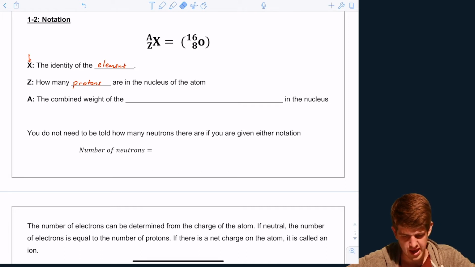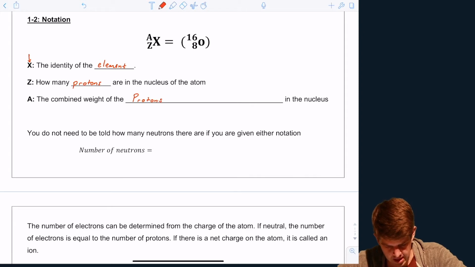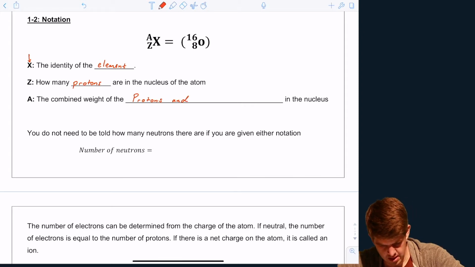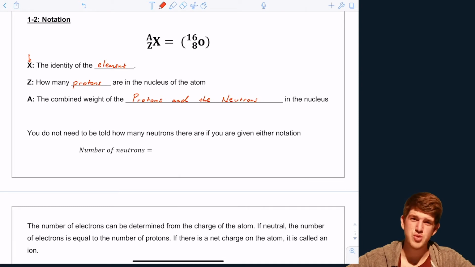Now, A is just the atomic mass of the element, and is the combined weight of the protons and the neutrons. We still do have electrons, but electrons actually weigh only about 1,000th of the weight of a proton or a neutron. Because of that, it's really not going to influence the weight of the atom too much. So we say it's kind of arbitrary, and we don't really need to worry about that when we talk about atomic mass.